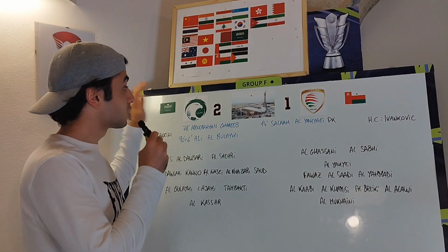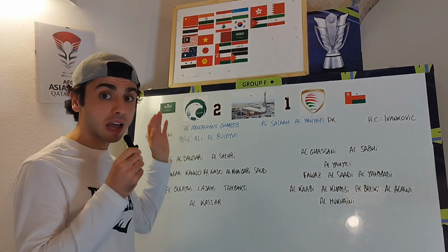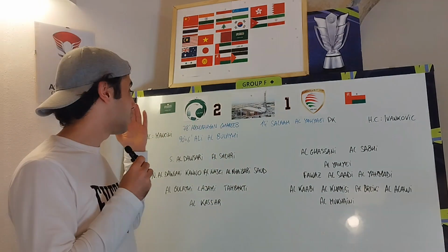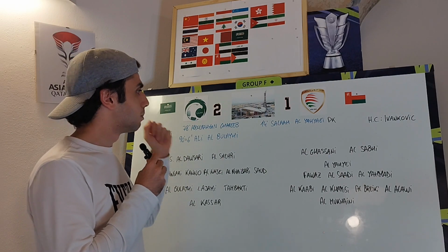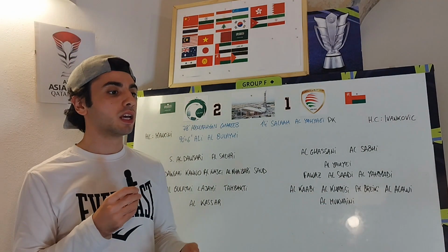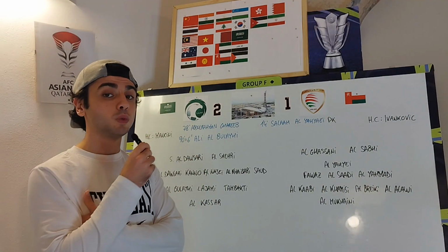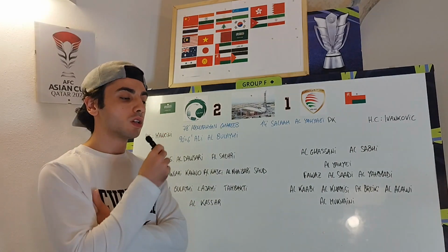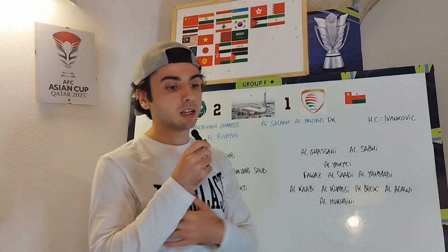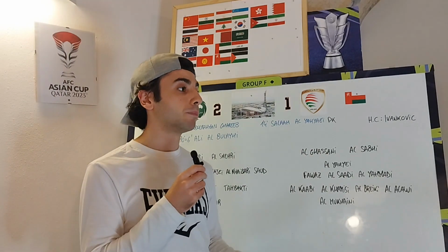So, Saudi Arabia beats Oman 2-1 in the second game of Group F. And in this game, we have one of the most curious situations to have happened in Asian Cup history. Basically, there is a goal, the goal of Al-Bulahi at the 96th minute with a header that gives the lead to Saudi Arabia. At first, it was called offside by the assistant referee.